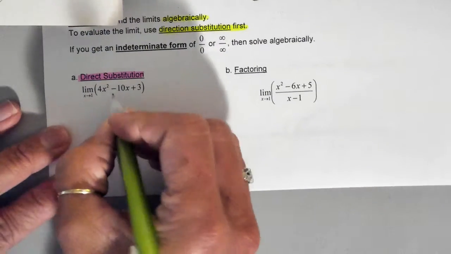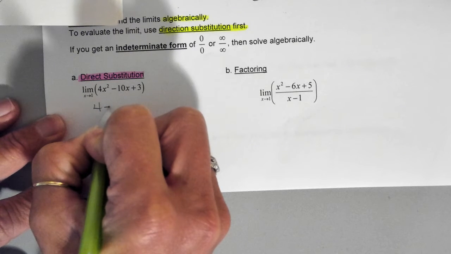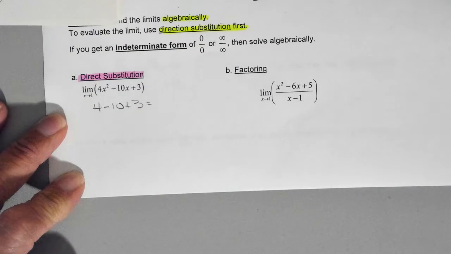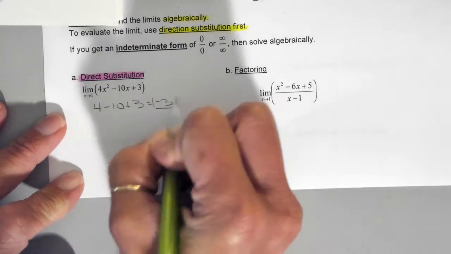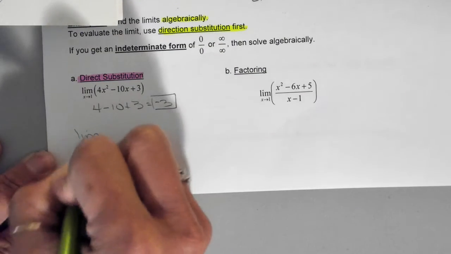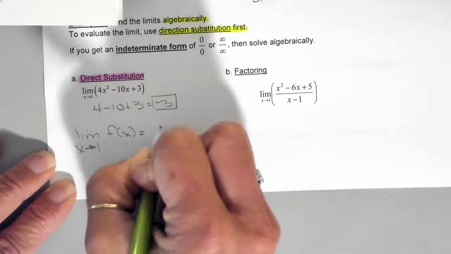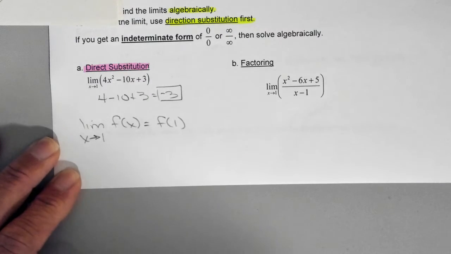Okay, so let's just plug in. So we have 4 times 1 squared, which is 1, minus 10 times 1, which is 10, plus 3. So what does that give me? Negative 3. So in this case, evaluating the limit as x approaches 1 of f of x is basically the same as evaluating f of 1, right? Same thing.